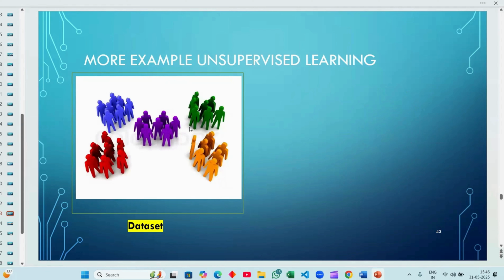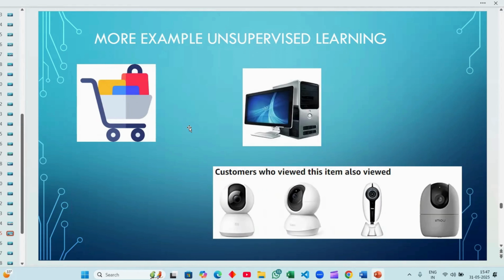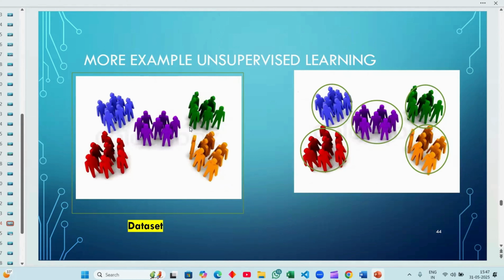One more example: unsupervised learning works on data sets of different groups. We have different groups of data in one cluster or multiple clusters. Okay. For another example, unsupervised learning can cluster customers, like customers who viewed the items also viewed other items. The overall thing here we can change in the graph.